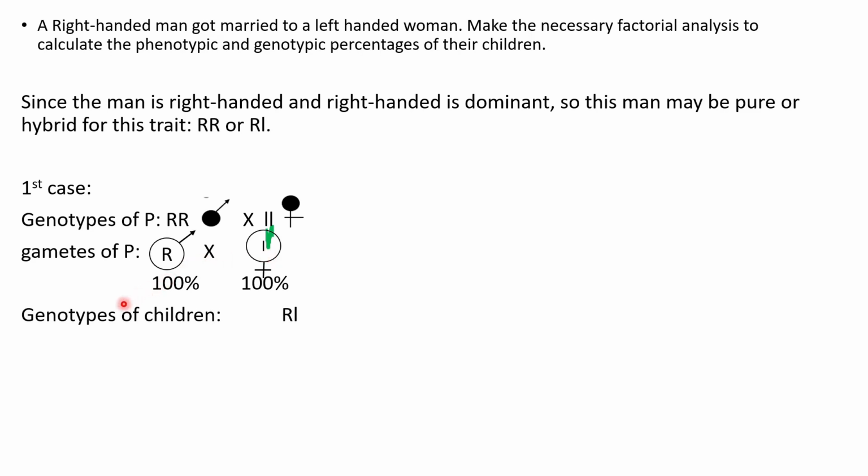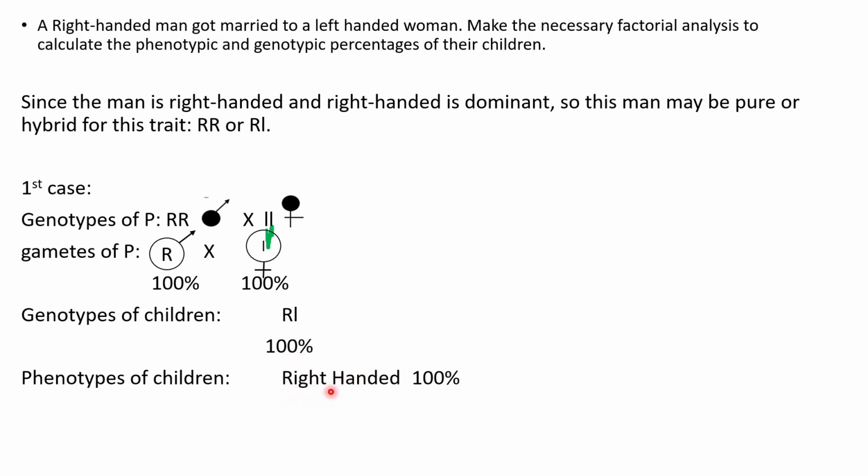Now, what is the genotype of the children of this couple? It's going to be 100% Rl. Here there is no need to make a Punnett square. I told you before, when the two parents are pure, there is no need for a table of cross. Usually, after the gametes of the parents, we follow with a table of cross or Punnett square, but in this case there is no need. Directly, I can put that the genotype of the children is Rl, one combination, R from the father, l from the mother. So all the children are going to have 100% Rl as genotype, and all of them are going to be right-handed, 100%.